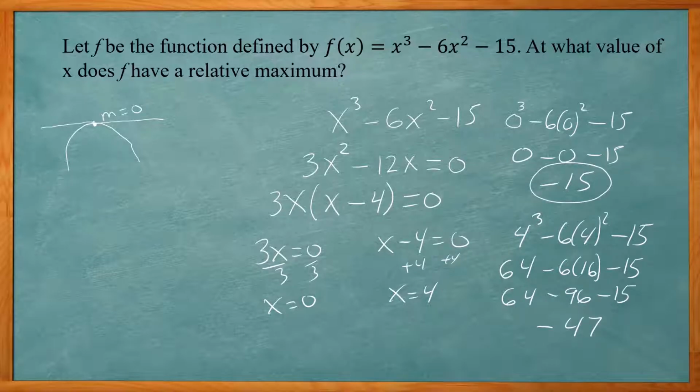So our value of x equals 0 is going to give us the relative maximum. And what ends up happening is that x equals 4 is actually a relative minimum. Okay, so it gives another slope of 0, but it's going to be the minimum point. So the correct answer here is x equals 0.